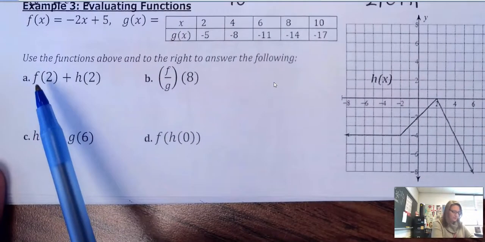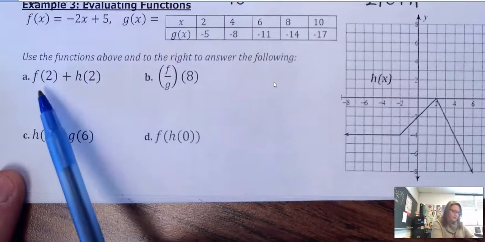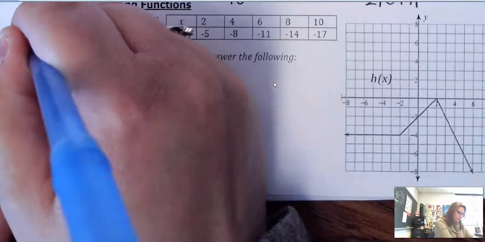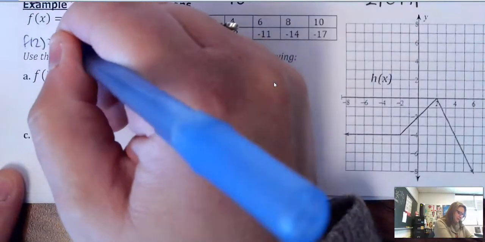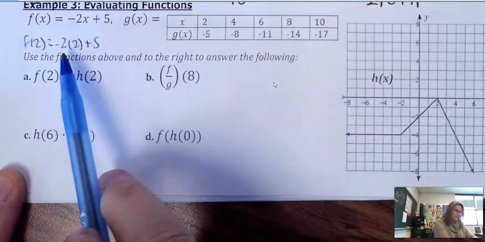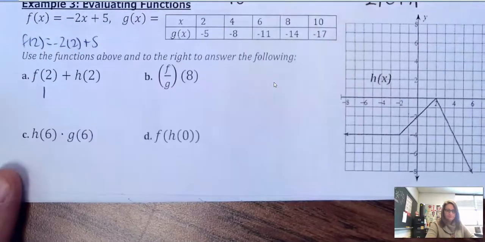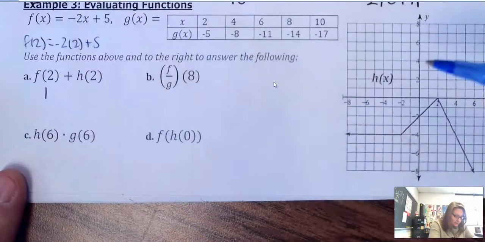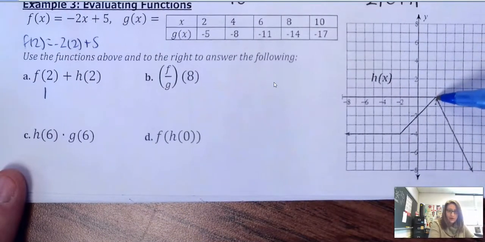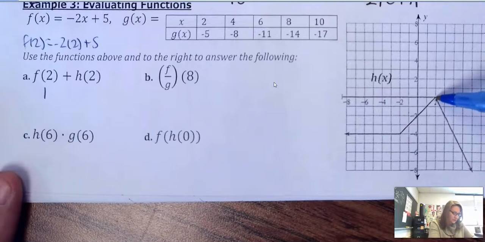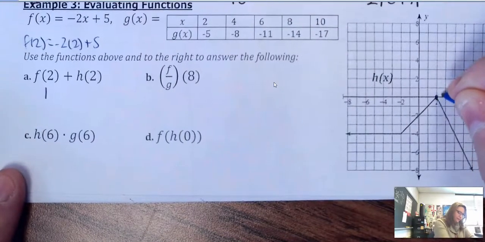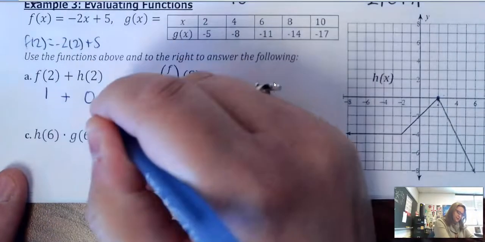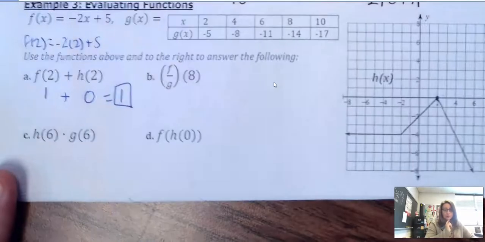So f of 2 plus h of 2. f of 2 means I'm going to plug 2 into my function. So f of 2 is just going to give us negative 2 times 2 plus 5. That'd be negative 4 plus 5, so that's equal to 1. And h of 2, h is the graph, so remember that's the x-coordinate. I'm going to come over here, find the x-coordinate of 2, and write down the corresponding y-coordinate. That point is (2, 0), so h of 2 is equal to 0. Add those two numbers together, and my answer to that question would be 1.